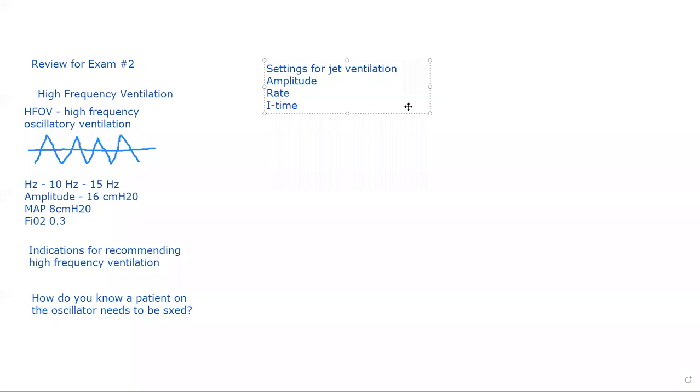So amplitude, like you start with 18 centimeters water pressure. For your rate, you start with a rate of 420 breaths per minute. Your eye time, you start with 0.02 seconds.